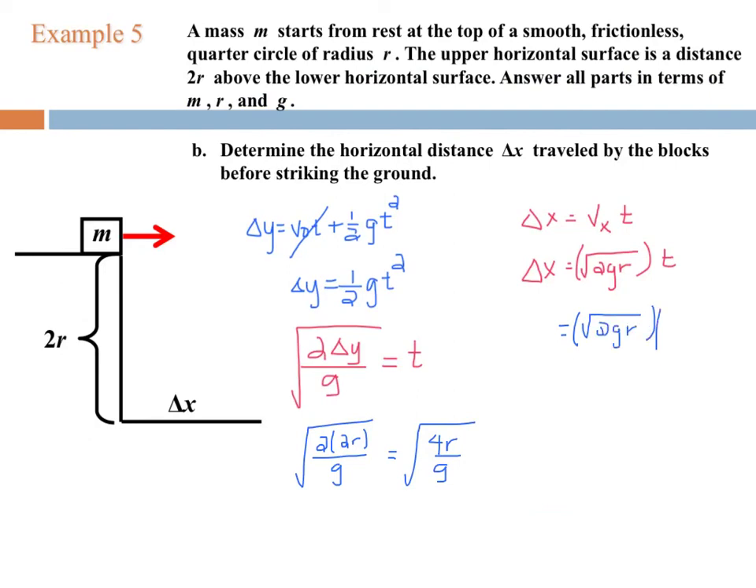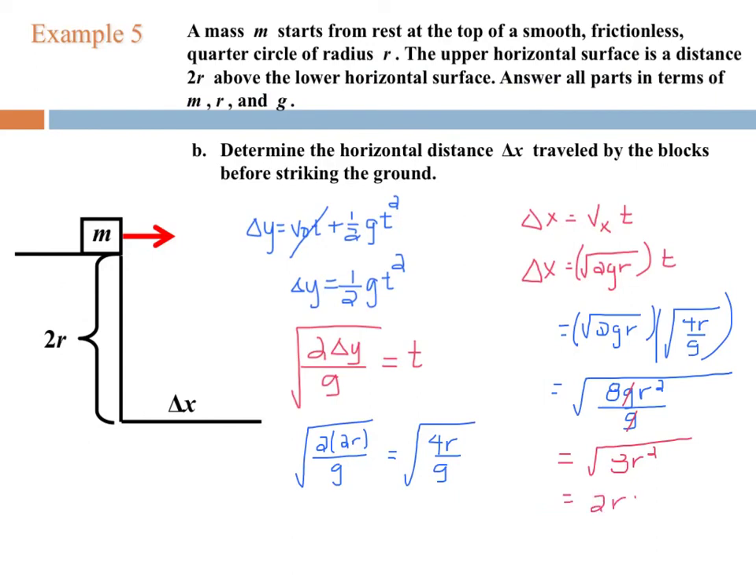Now remember that when I'm multiplying two square roots, I can put everything that's below both of the square roots under the same square root. What that looks like is one giant square root: 4 times 2 is 8, g, r squared over g. And then again, I notice my g's should cancel out. And I'm left with the square root of 8r squared, or 2r times the square root of 2 as my final answer.